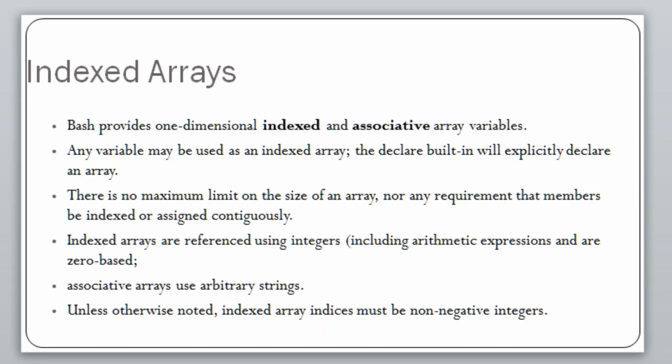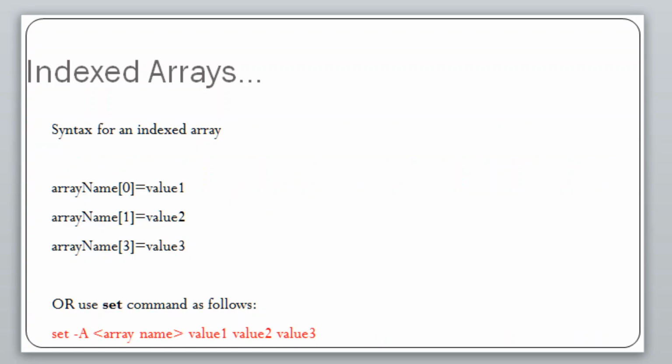are represented by strings. Any variable may be used as an indexed array, and the declare built-in will explicitly declare an array. There is no maximum limit on the size of an array, nor any requirement that members be indexed or assigned contiguously. Indexed arrays are referenced using integers, including arithmetic expressions, and are zero-based, and associative arrays use arbitrary strings, just as we said earlier. Unless otherwise noted, indexed array indices must be non-negative integers.